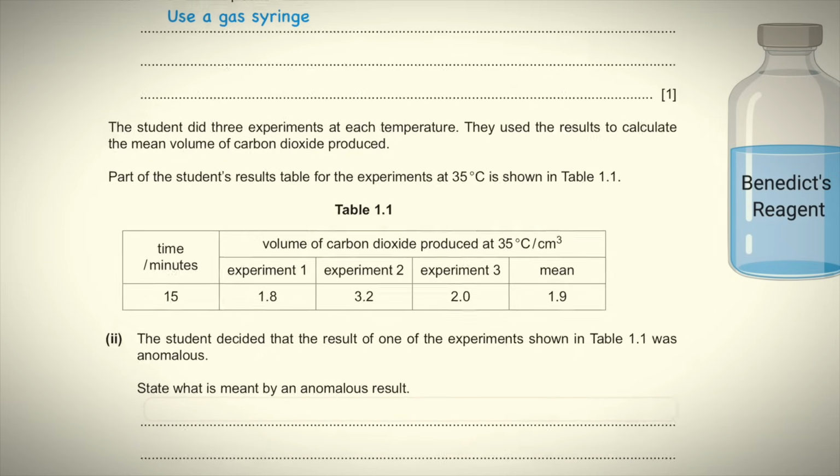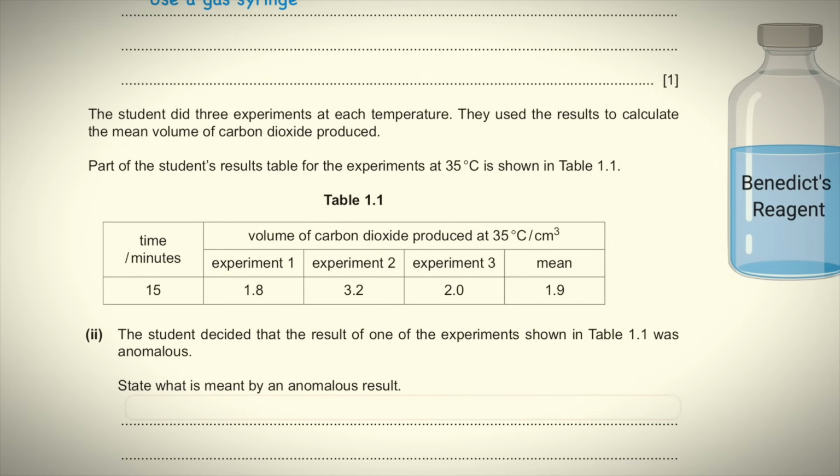Next, they gave me 3 experiments, and they're measuring the volume of carbon dioxide being produced by respiration. They said one of these results is an anomalous result. What is an anomalous result? Simply, it is an error. So which one of these results appears to be different, an outlier from the other results? It's clearly the middle one here, right? Experiment 2. Why is it an anomalous result? Because it's very different from the other 2 results.